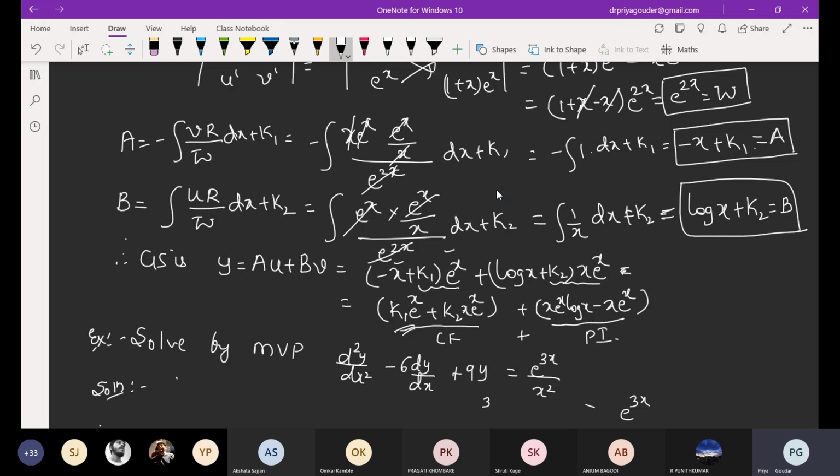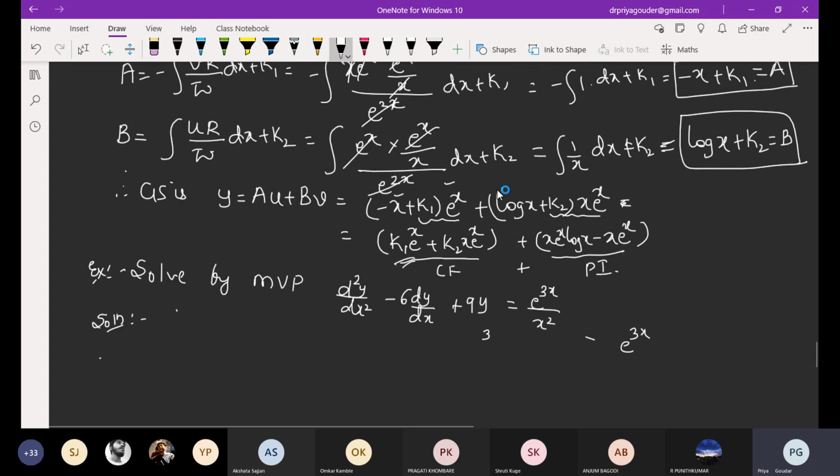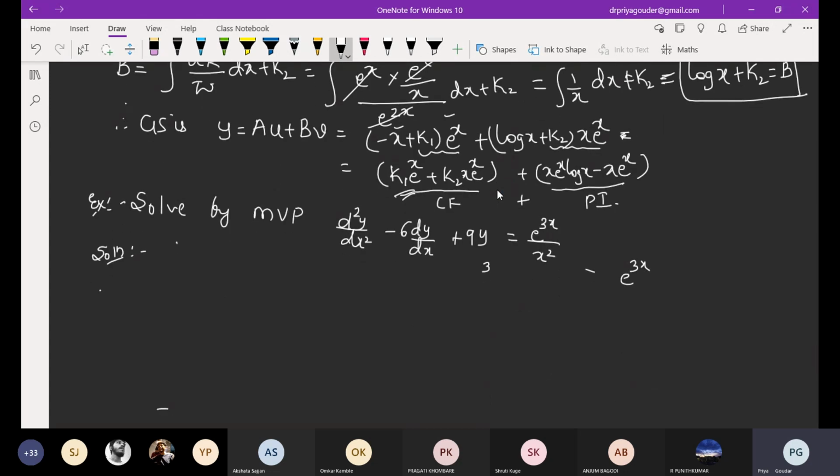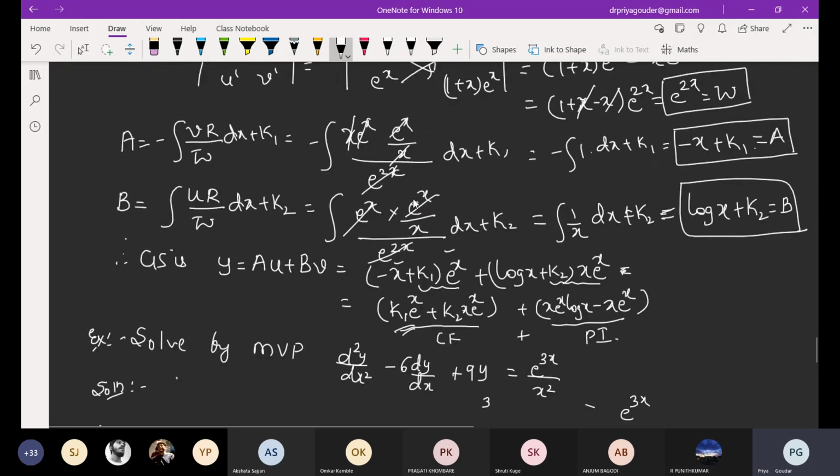So altogether GS is CF plus PI only, but PI we have found by some different way. So this method is altogether called method of variation of parameters, which is to be remembered. Write the next example. Any doubt regarding this example? Previous one? Anything not clear?